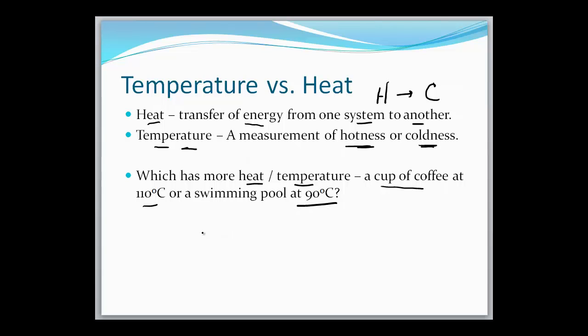The cup of coffee has a higher temperature than the swimming pool, but the swimming pool is going to have more heat. In other words, it could transfer more energy from its system than the cup of coffee can, and that's because the system is bigger. So temperature, again, is that measurement of kinetic energy. Heat is the transfer of energy, and sometimes we think of it as the amount of energy that could potentially be transferred from one system to another. So it's important to realize the difference between heat and temperature.